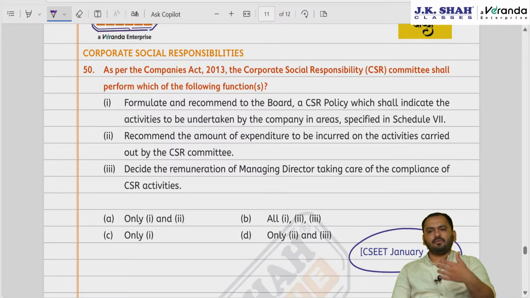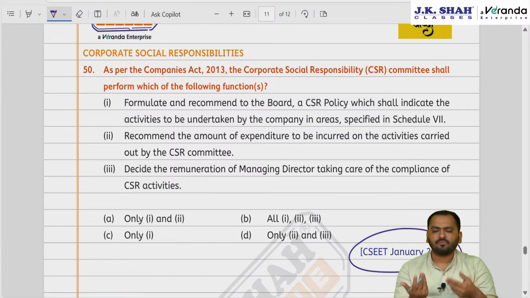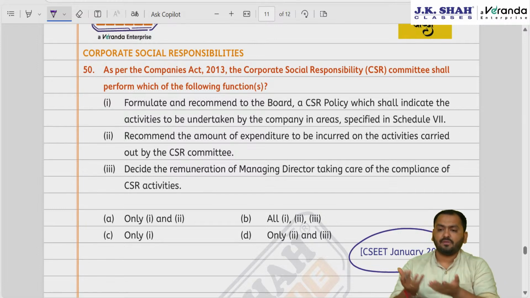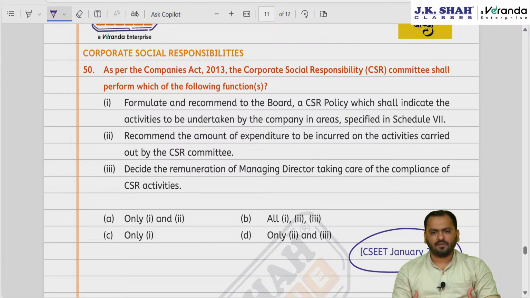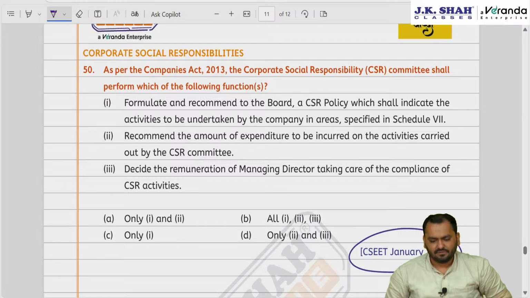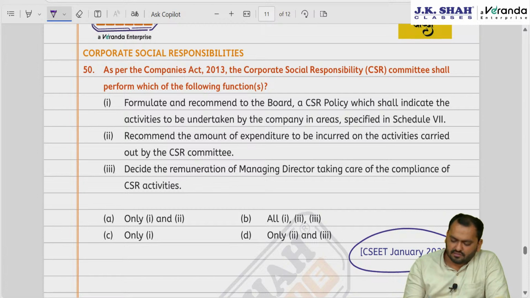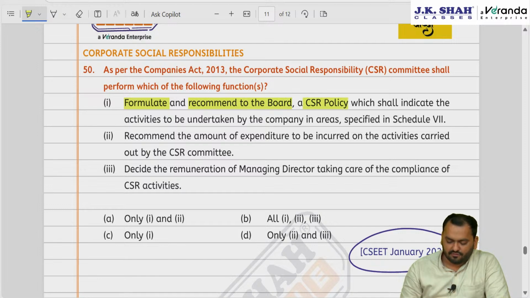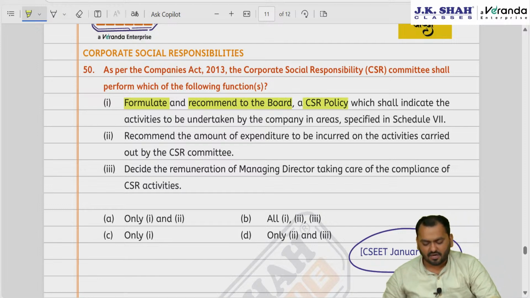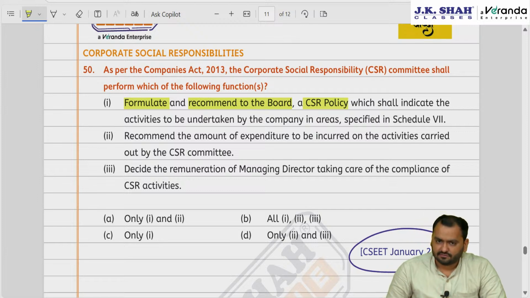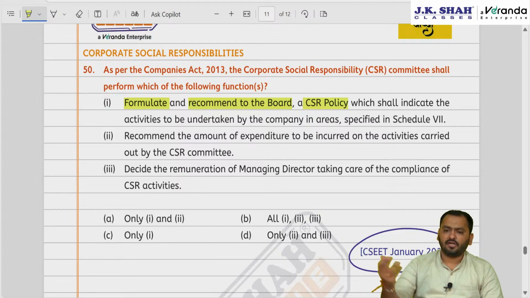As I told you, CSR committee, its job is to prepare the plan, CSR plan, where the money will be spent, how much amount will be spent. So they prepare the policy and they keep the policy in front of board of directors. Board of directors will approve it, and then after forming the plan and everything, they will look after the execution. So let's see which of the following functions CSR committee performs. The first is to formulate and recommend to the board a CSR policy. Right? Obviously, is this part of functions of CSR committee? Answer is yes. To prepare the policy and recommend it to the board.